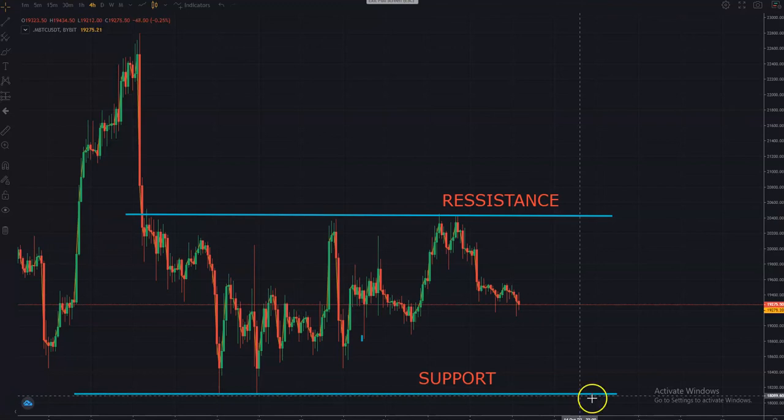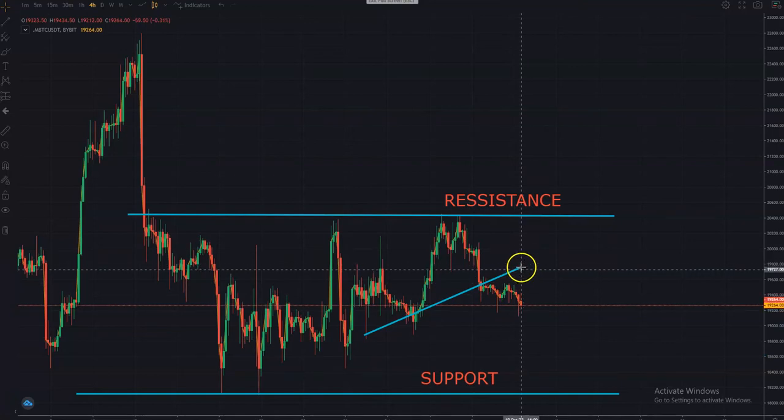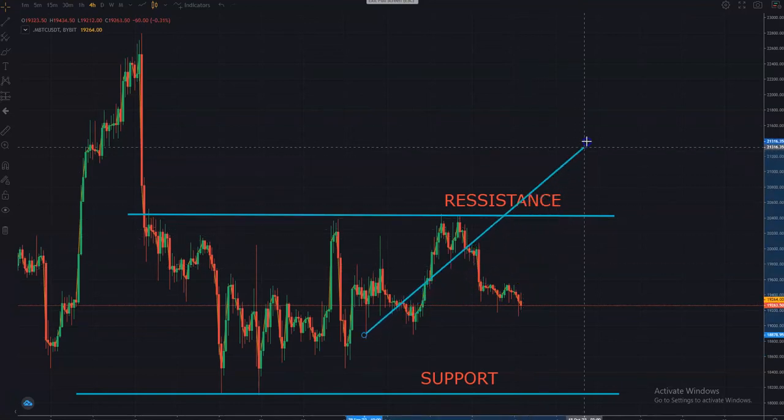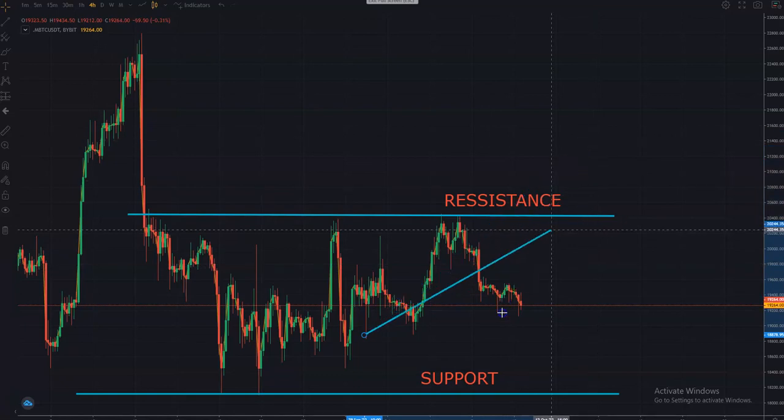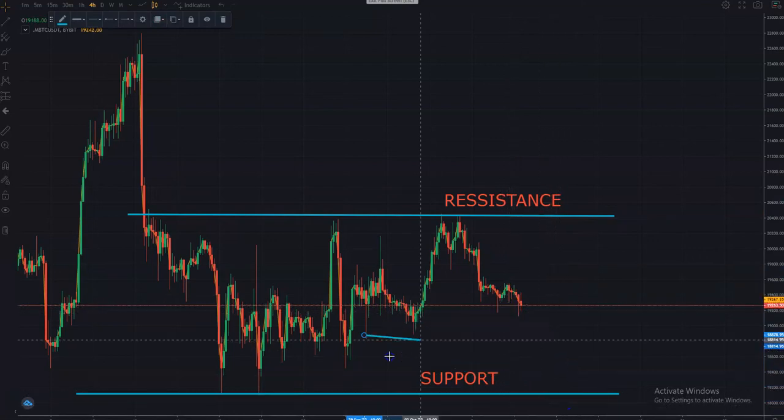But how will this benefit you? As soon as you see a breakthrough on either of these, support or resistance, it is likely that the trend will continue upwards. Or if it breaks down this way, which is your support line, it is likely that the market will go downwards. But for now, it is locked up right here in the middle.